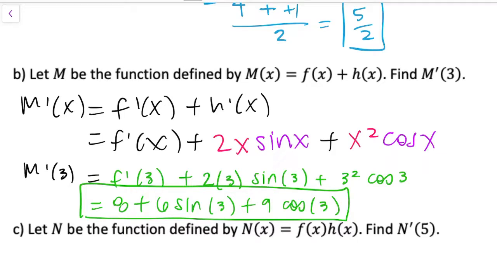And that's as much as we can simplify it without a calculator. This might be on a calculator-friendly portion, so you might just be able to get a decimal approximation, but why bother? This is good enough. You have a numerical answer, leave it. There's m prime of 3.